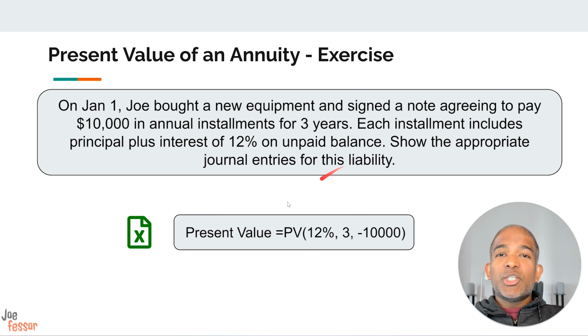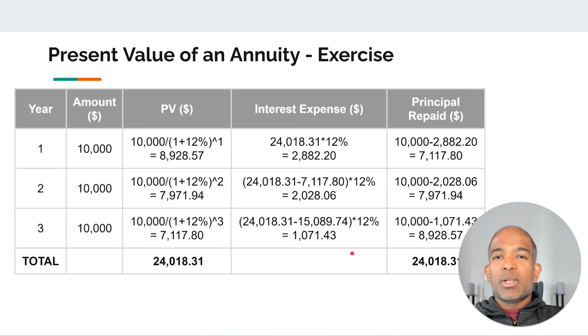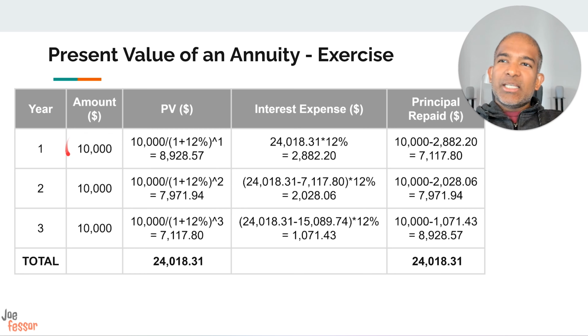The PV function in the spreadsheets makes calculating the present value of this annuity quick and easy. But let's discuss how all the calculations are made without using the spreadsheet formula. Let's walk through this table. The annuity of $10,000 is the amount that is being paid at the end of each year. So in order to calculate the present value, we'll have to discount each of those annuity payments back to today. For example, the first $10,000, which is paid at the end of year 1, in order to calculate the present value of that $10,000, we take the $10,000 and divide it by 1 plus 12%, which is the interest rate, to the power of 1, which signifies that we'll have to discount it back by one time period.